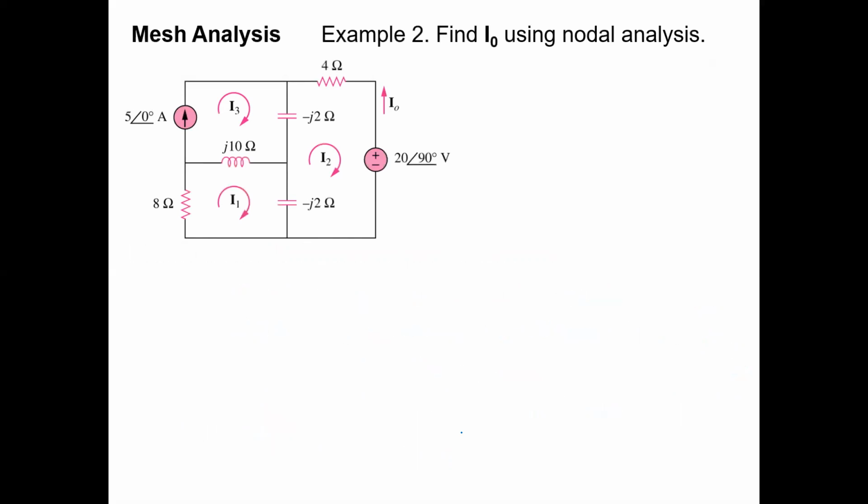So mesh analysis is the other one, right? You haven't forgotten mesh analysis. How could you? So here's the circuit with mesh analysis. We're asked to find I0 using mesh analysis. I0 is the current coming up from the voltage source. And you can see that there are 3 mesh currents labeled for us, I1, I2, I3.